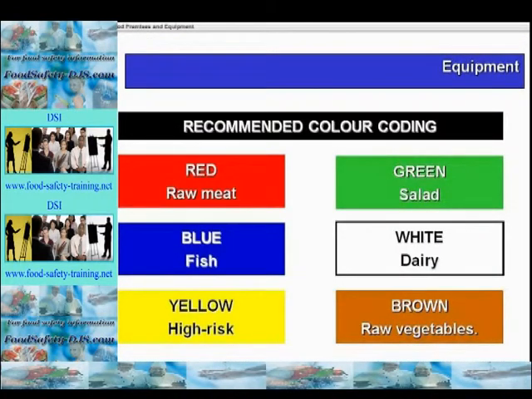And this is the recommended colour coding system we use in the UK. Colour coding was brought in many years ago now as a way of preventing cross-contamination. And what you do, you use a separate colour for a separate process. You use red for raw meat. So in other words, you would prepare raw meat with a red chopping board and a red handle knife and fork. You would use yellow for high risk or cooked food, blue for raw fish, green for salad items and fruit, white for dairy products such as cheese and also for sandwiches, and brown for root and raw vegetables.